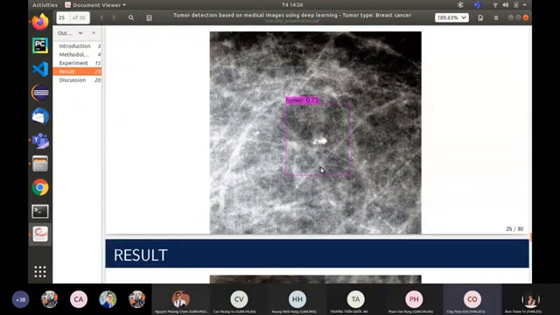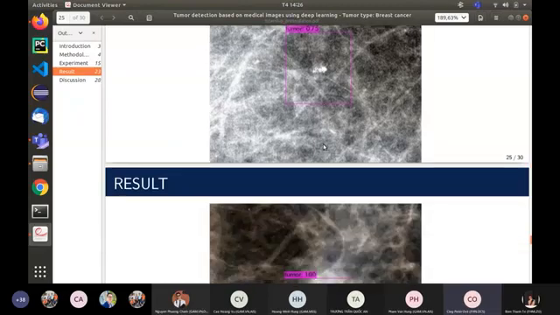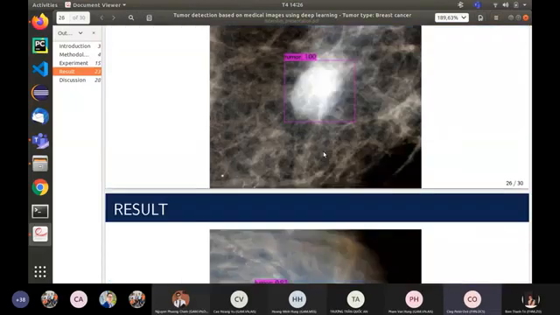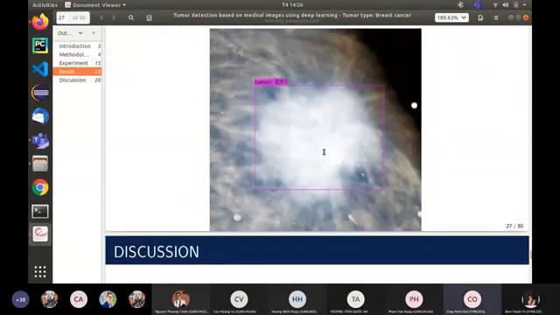And then we still have other results here. These are calcification, and this is mass. So mass is bigger. And this is mass too. It's bigger. After preprocessing, even with your eyes, you can see where that tumor is.